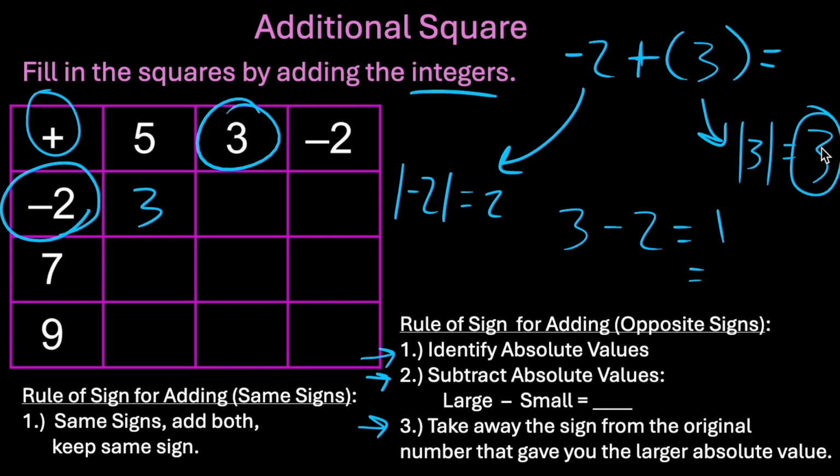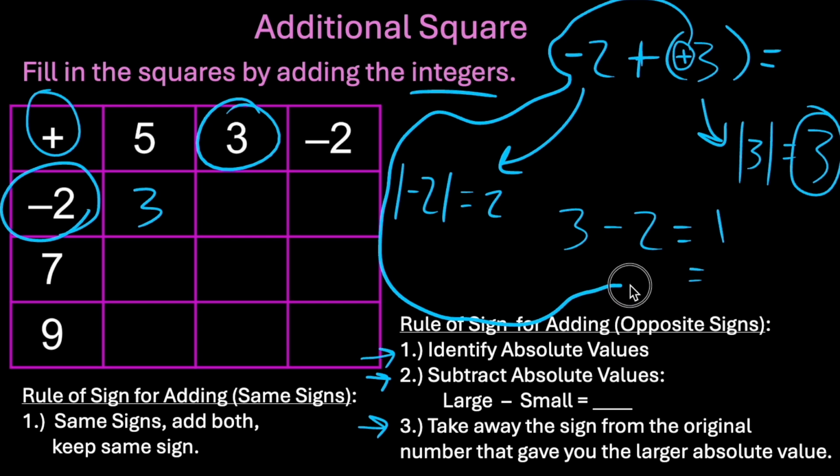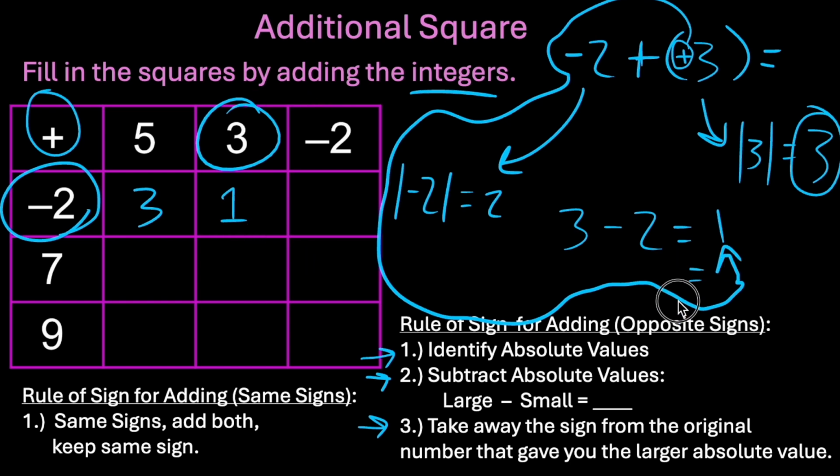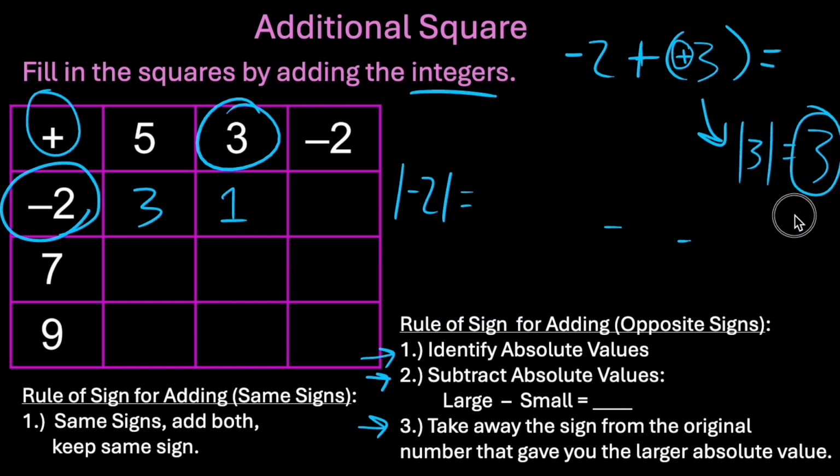So 3 is the absolute value that's bigger than 2, so we're looking at 3. And the original number is this 3 up here. There is a positive sign before the 3. It's invisible, but it's there. So we're going to take that positive from that 3 and give it to the 1. So the answer is +1, or just 1. Let me write that in there. Cool. All right. Erase all this.